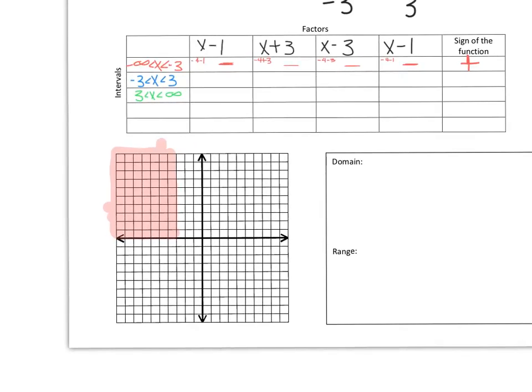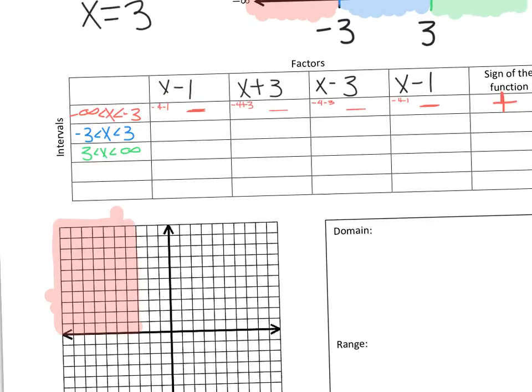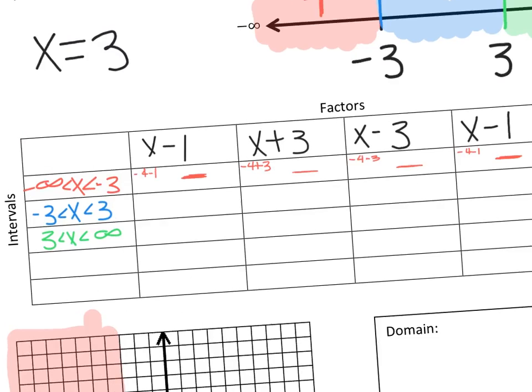Okay, so then we're going to repeat that process again for -3 to +3. Pick a number between -3 and +3. 2. Can we pick 0? I always pick 0 when I can pick 0 because 0 is a really easy number to work with. Could you pick 2? Yes. It's going to produce the same thing, but I'm going to pick 0 because 0 is just easier to work with. So what is 0 minus 1? -1. So this one's going to be negative. What is 0 plus 3? 3, so it's positive. What is 0 minus 3? Negative.